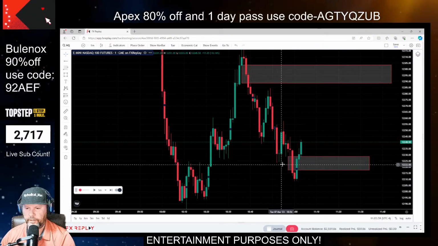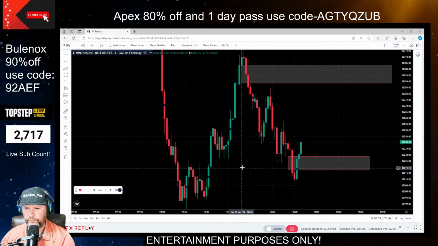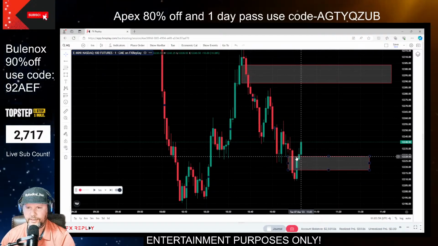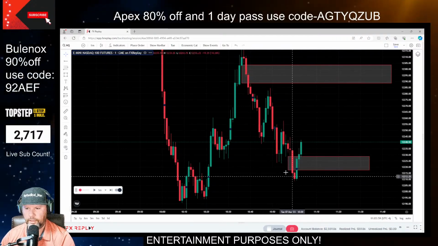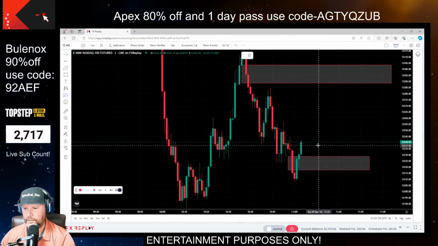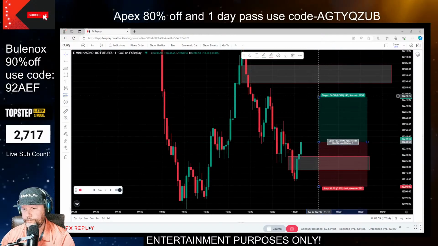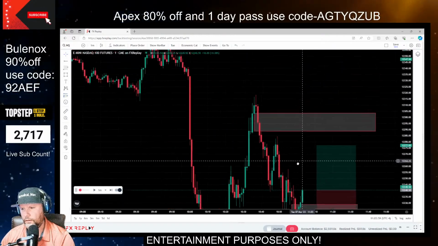But we swept liquidity, right? We swept these equal lows here, relative equal. We're delivering from a fair value gap. We're in discount, which means we're very low in the leg. So this is an A+ setup. The only thing that sucks is we should be entering here, not here, but that's okay.